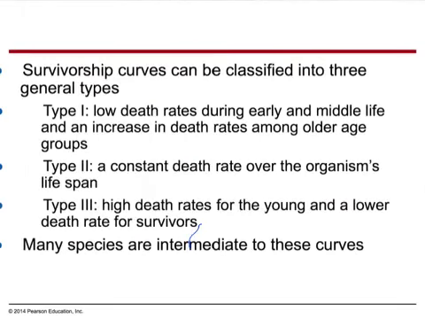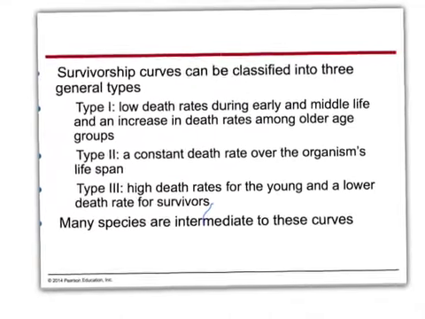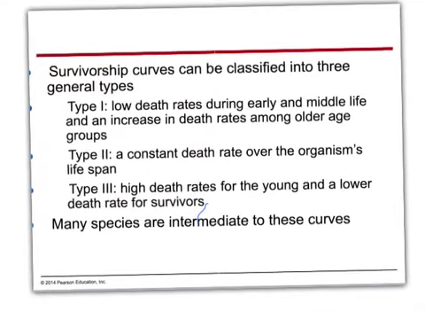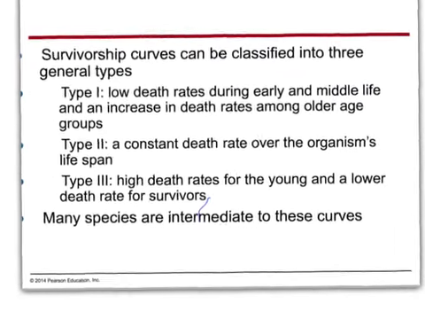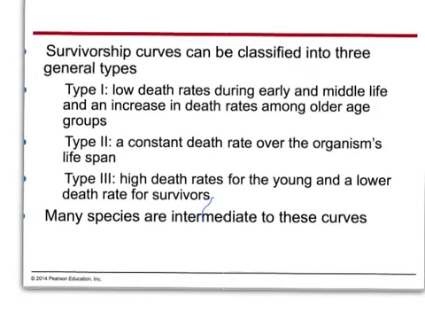In terms of ecology, there are a couple of different survivorship curves, three general types. Type 1 is a low death rate during early and middle life, and an increase in death rates among older individuals. Type 2 is a constant death rate over the organism's lifespan. And type 3 is a high death rate for the young and a lower death rate for survivors. But many species do not fit what these curves look like. You'll see what they look like in a second.